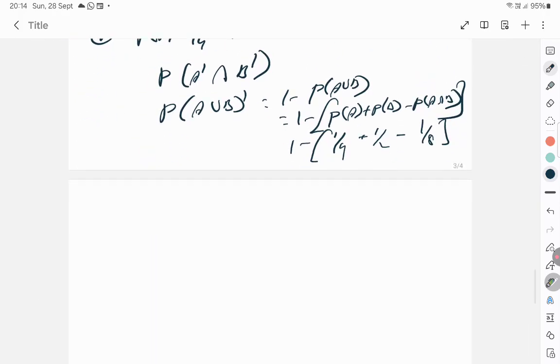Okay, so this is 1 minus, the solving of this will result in 5 by 8. So answer is 3 by 8. Just check out the calculations. So let's go to next question.